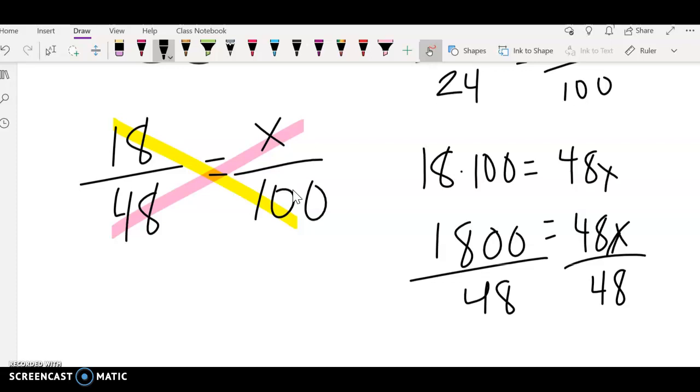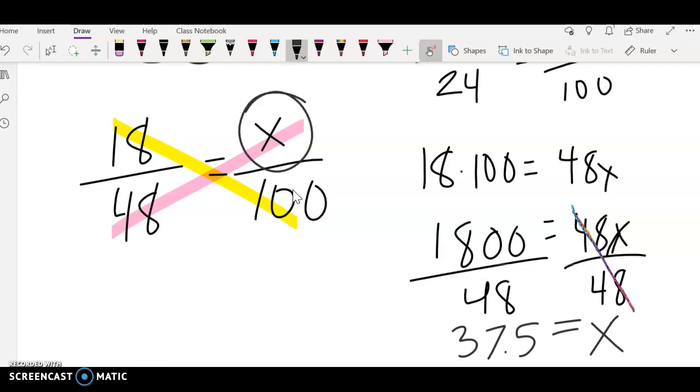That leaves me, I'm going to mark out these 48s because we took care of those. I'm left with x on this side equals 1,800 divided by 48. Again, I would recommend using your calculator on this and doing it more than once to make sure you did the right thing. And I got 37.5%. Since we did it with this method, we automatically get the percentage because we're looking for this number that takes the place of the x. So you don't have to move a decimal or anything like that. That's only when you use your calculator and first find the decimal. So both ways, we got the same answer, 37.5%.